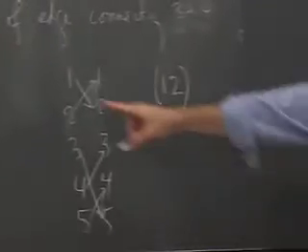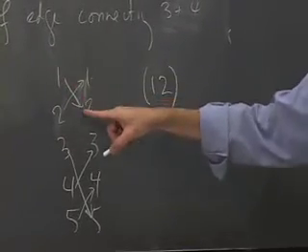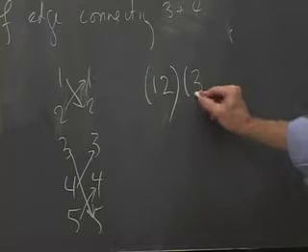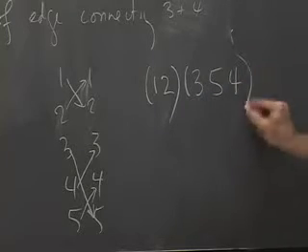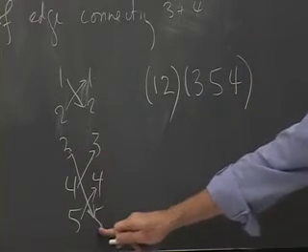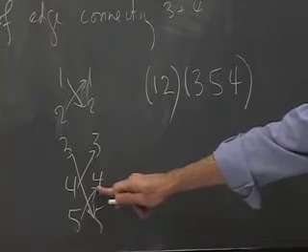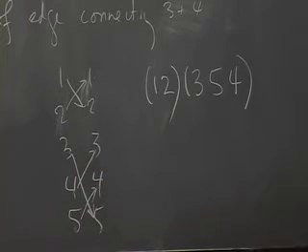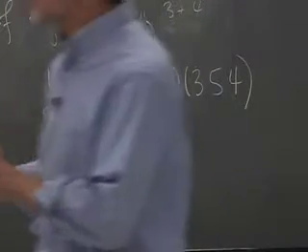1, 2. See, they have a little L. 1 to 2, 2 goes back to 1. And then 3, 5, 4. Fine. 3 goes to 5. 5 goes to 4. 4 goes back to 3. Okay? So from now on, we're going to notate our permutations this way.